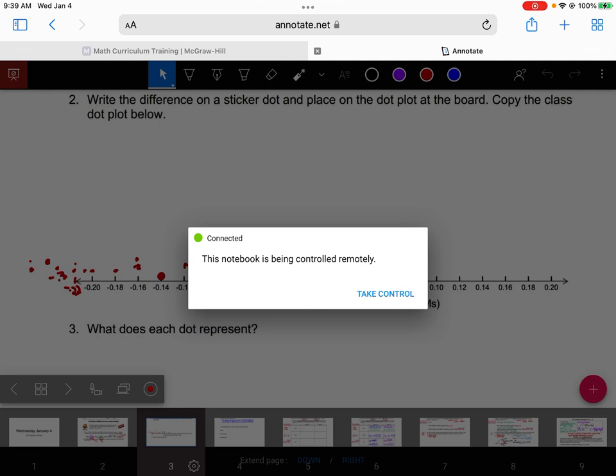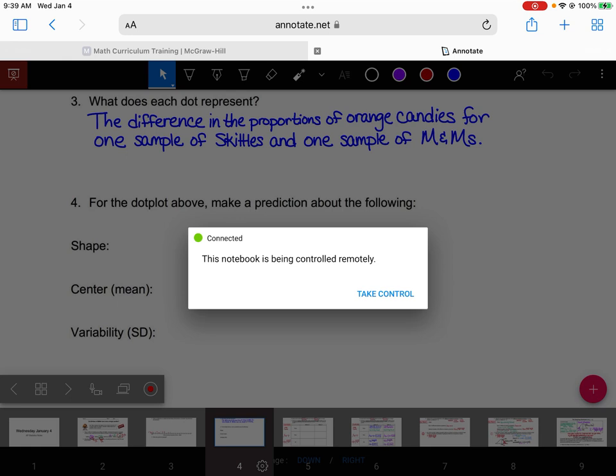What each dot represents? Yes, sir. Thank you. Yes. Does everybody have the basic dot plot jotted down in their notes? Okay. It's all skewed off to the left. The difference in the proportion of orange candies for one sample of Skittles and one sample of M&Ms. It's the difference in proportions.